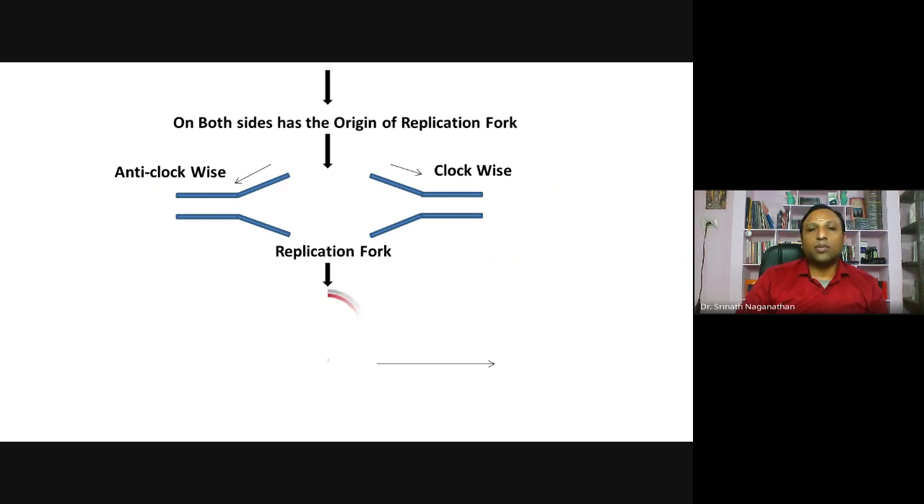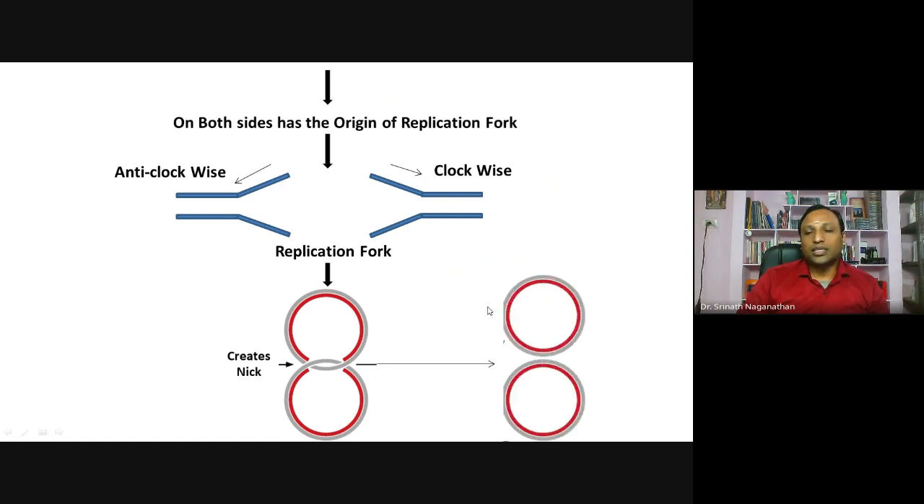So in this replication fork, one of the strands moves from this side and forms, and it completes like this. The other strand has completed in the same order like this. So it is clockwise and anti-clockwise. Once it reaches the point, the nick is formed and one of the strands is removed, and it forms two separate daughter double-stranded DNAs.